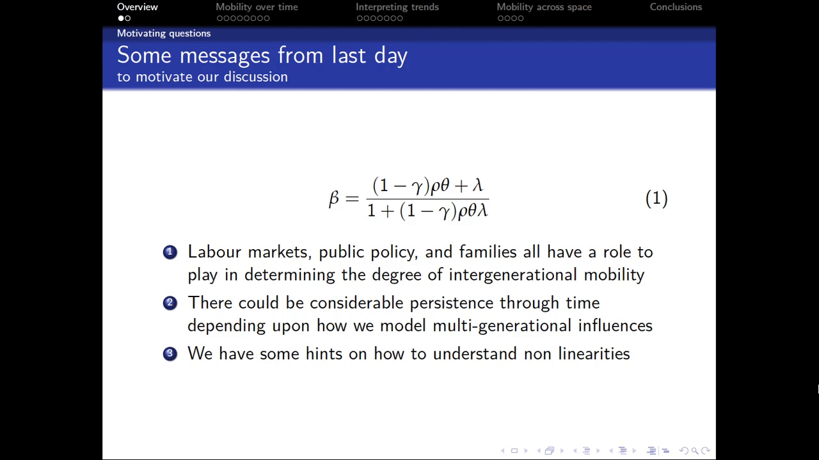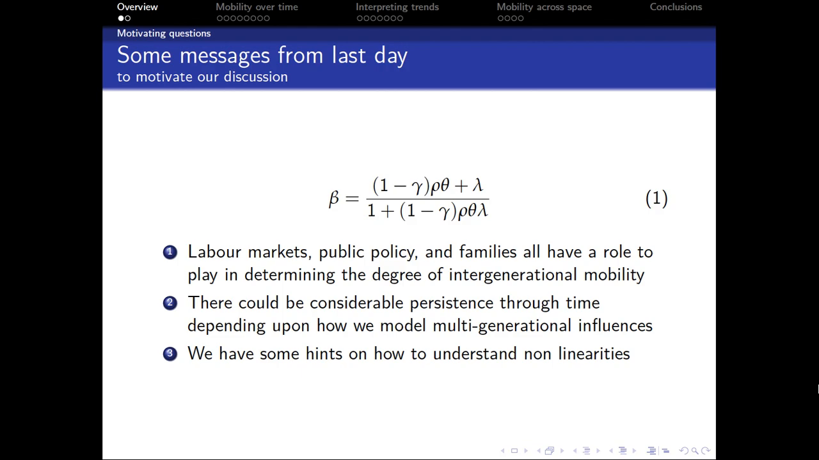And also from this model, we have some hints on another puzzle we're exploring, the non-linearities of the intergenerational elasticity across the parental income distribution. And that's what the theta parameter buys us, or rather leads to some hypotheses about non-linearities. And we'll revisit that also when we look at another paper by Gary Becker, actually a paper published after his death, that explicitly explores this.